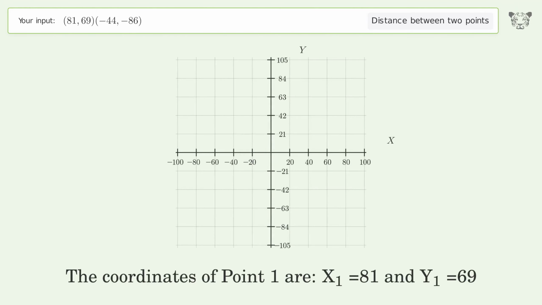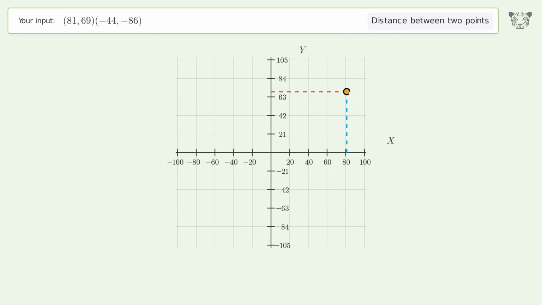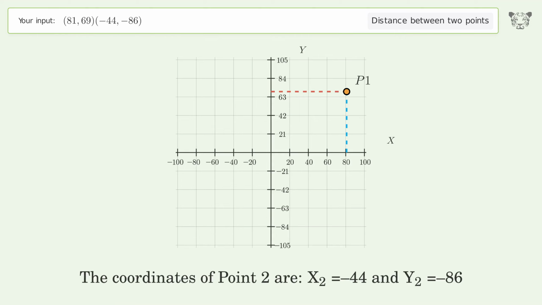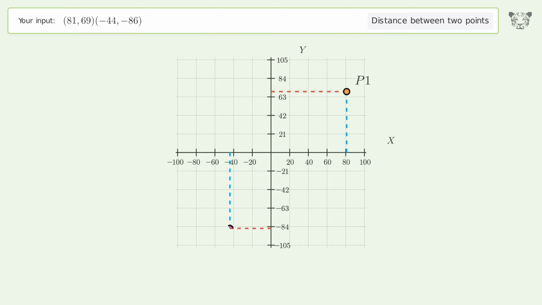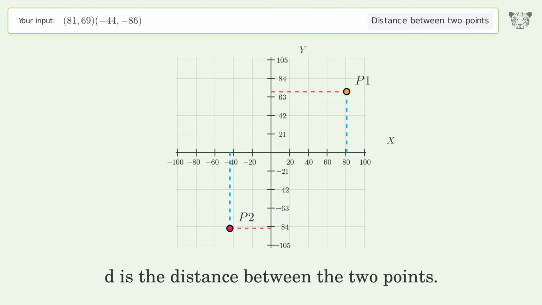The coordinates of point 1 are x1 equals 81 and y1 equals 69. The coordinates of point 2 are x2 equals negative 44 and y2 equals negative 86. D is the distance between the 2 points.